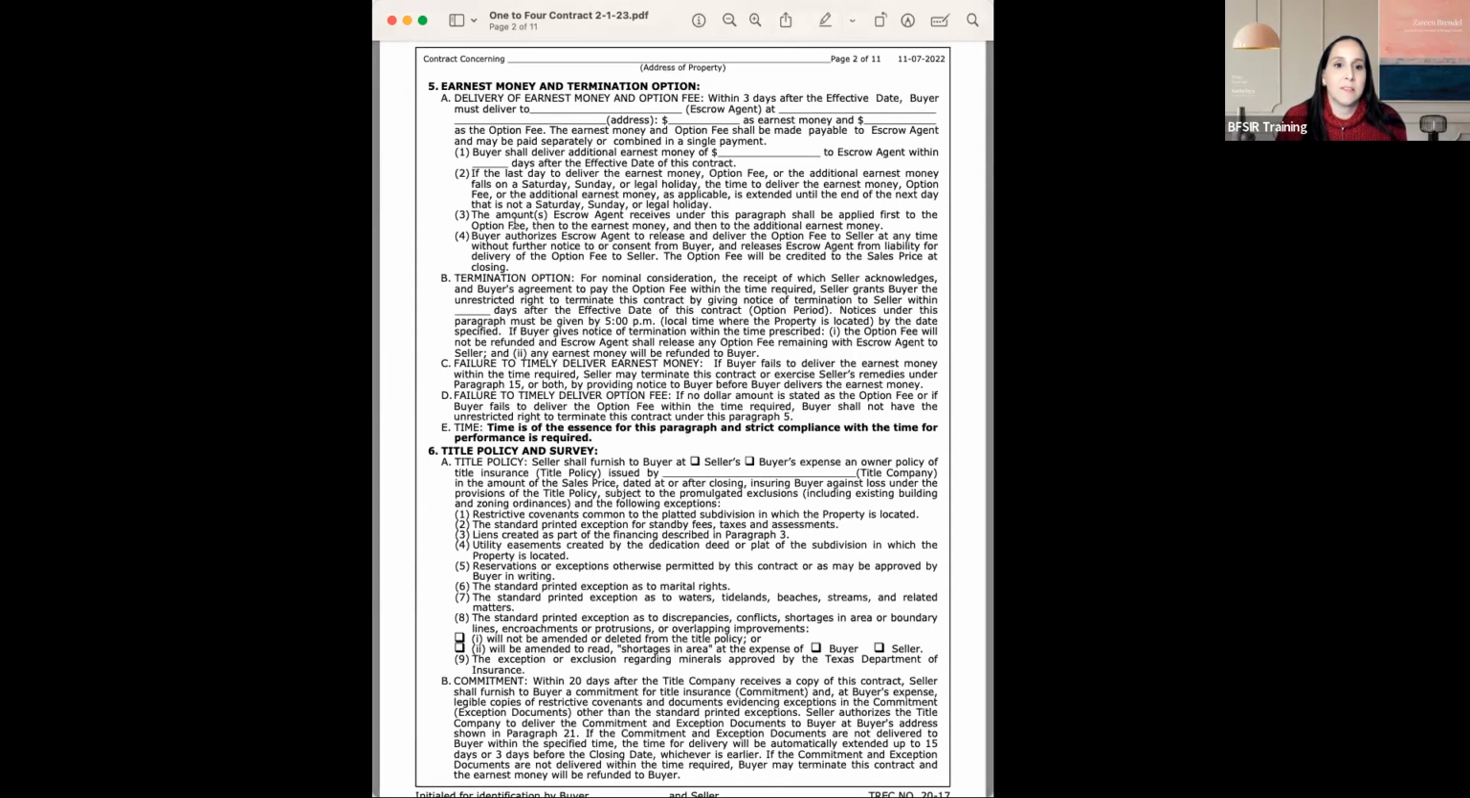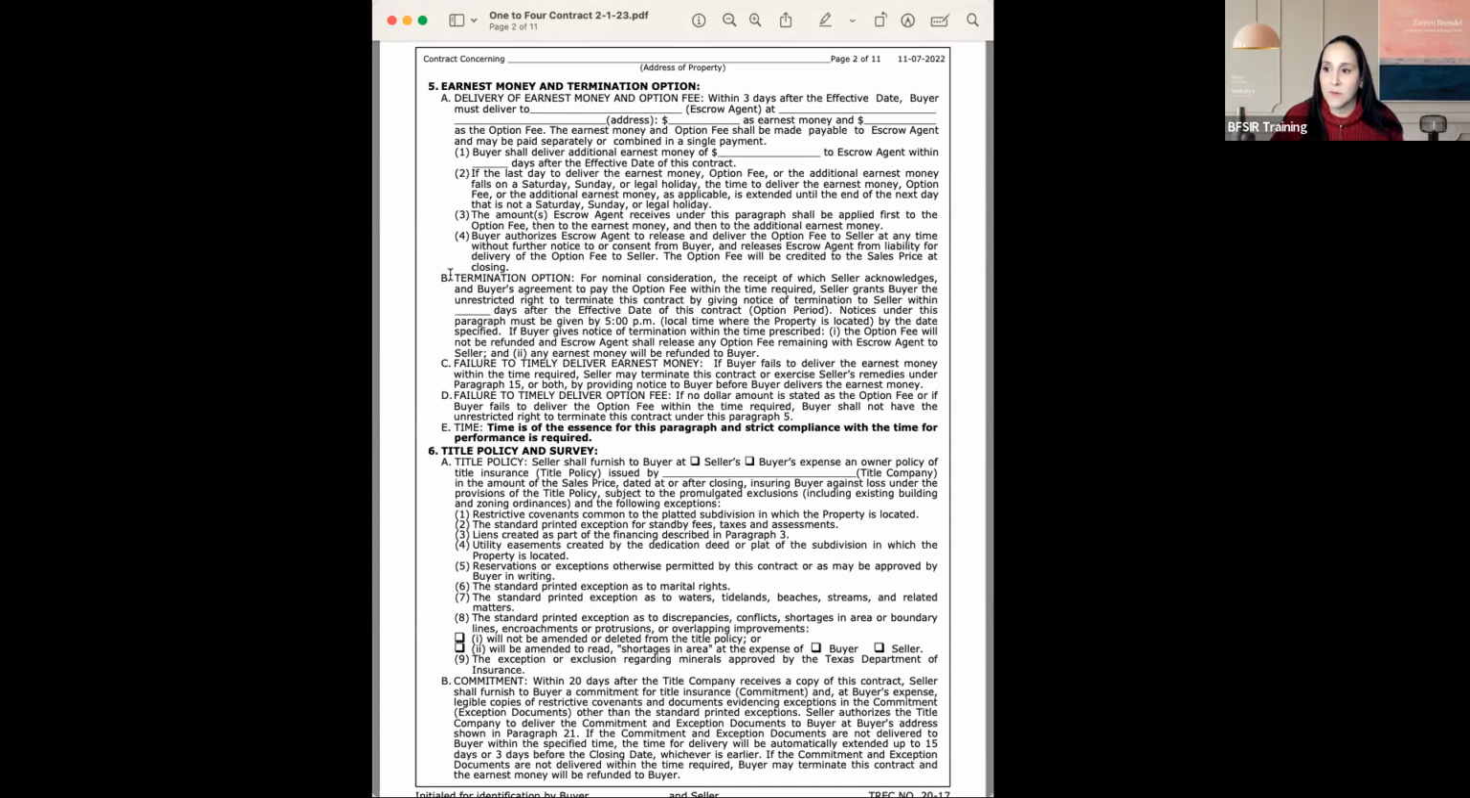Okay, so the amount received will be applied first to the option, then the earnest, then additional earnest. Buyer authorizes escrow agent to release and deliver the option fee to seller at any time without further notice. That's basically saying once you send the option money, it's gone, which we all know. Okay, so termination option.